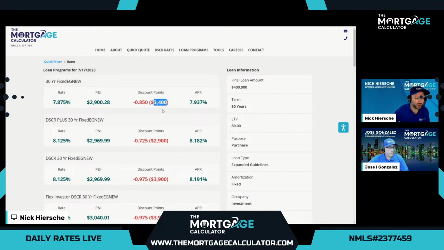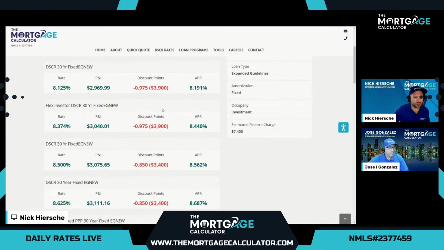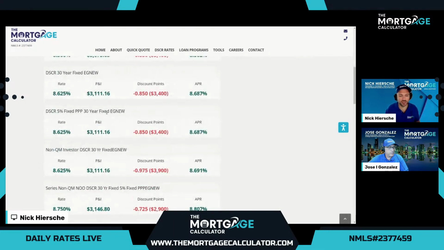Now, if you cruise down here, you'll see we have dozens of options. Some of them have different prepayment penalties. Some of these may allow short-term rental incomes. Some may allow bankruptcies and foreclosures. Please get with our team. They can find the one that fits best for you under these non-QM programs.